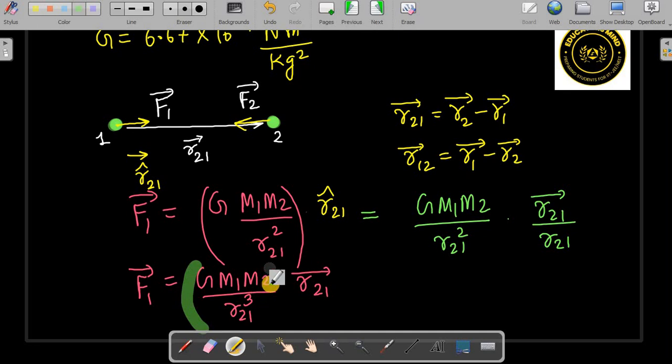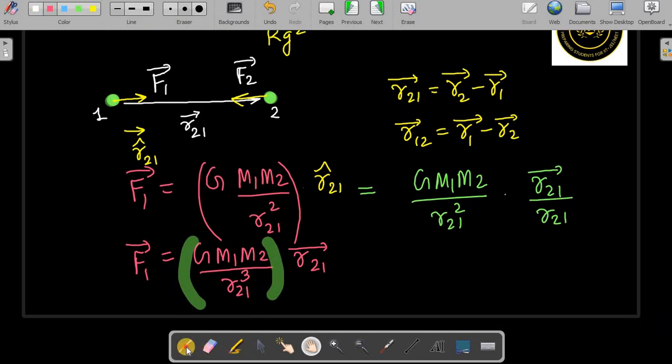Now here this cube factor is coming, but you need to note that this is R21 vector here, isn't it? This is the R21 vector, so this is the magnitude, and this is not a unit vector. R21 vector is not a unit vector. R21 cap is a unit vector. Okay, but in this term also it can be represented. We can write it in this form also.